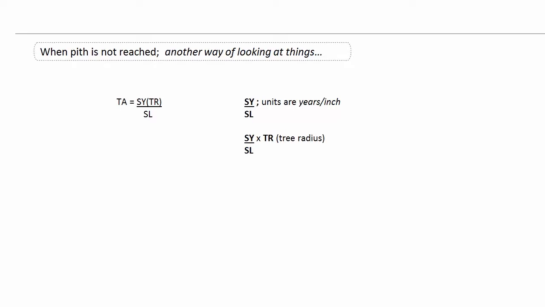Once we multiply SY over SL by TR, or the tree radius, we are actually multiplying those units of years per inch by inches in our tree radius. Years per inch times number of inches. Those inch units cancel, and we're left with years. And in this way, we've determined the age of the tree.